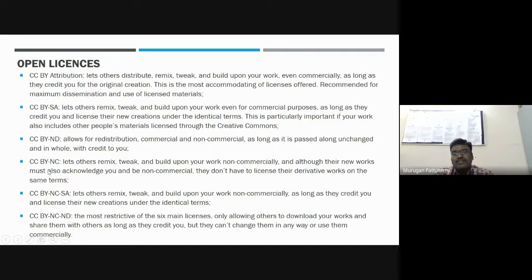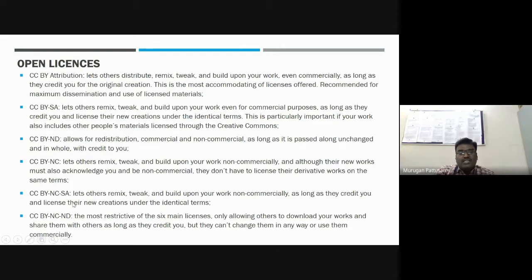For example, we have seen a paper that is coming under CC by NC, right? Here, just look at the explanation. It lets others remix, tweak, and build upon your work non-commercially. And although the new works must also acknowledge you and be non-commercial, they don't have to license their derivative works on the same terms, and so on. So that's the meaning of this particular license.